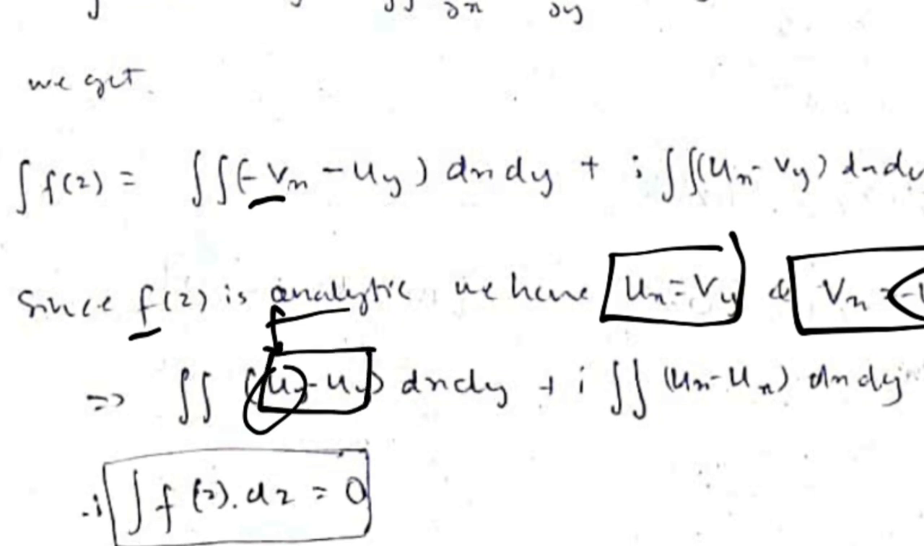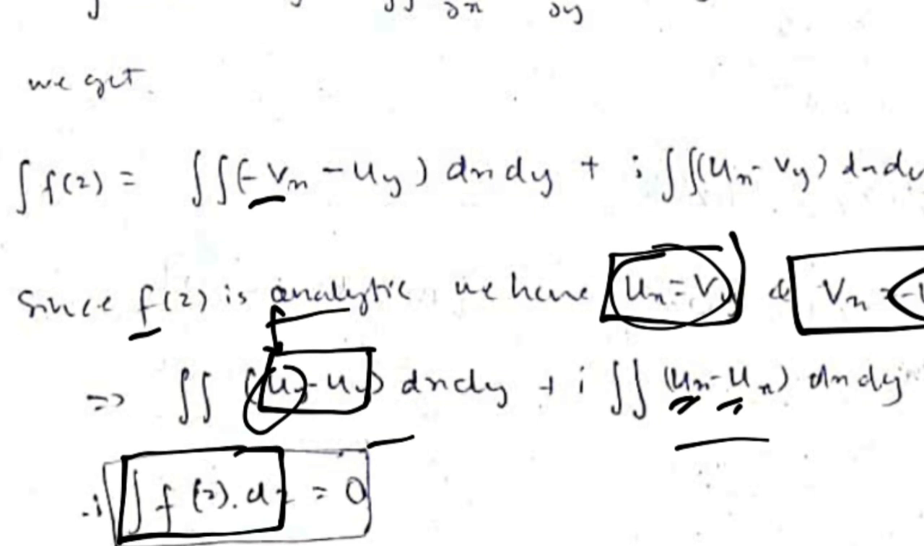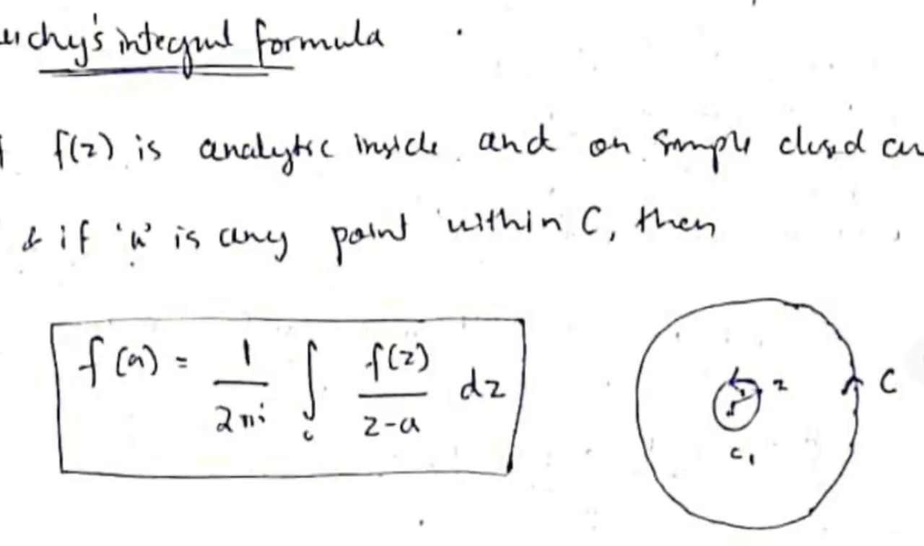Similarly, in the second one also, we can use ux is equal to vy to get ux minus ux. In both cases we will get 0. So therefore integral f of z dz is equal to 0. Okay. Coming to the second proof, which is Cauchy's integral formula.